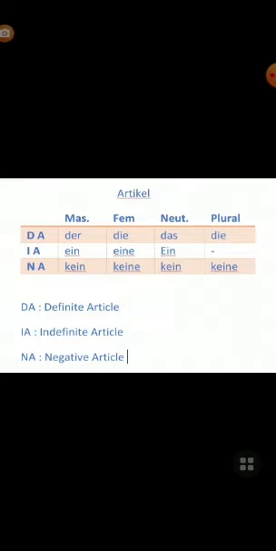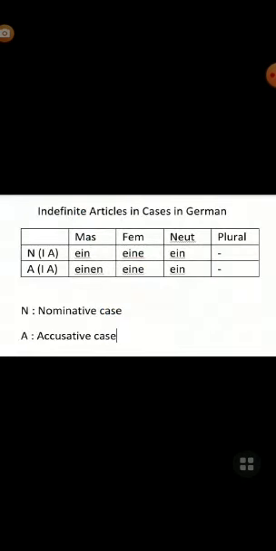Okay. Then we have negative articles. For masculine, kein. Feminine case, keine. Neutral, same as masculine, kein. And plural, same as feminine, keine. These were articles, and now let's do the cases.